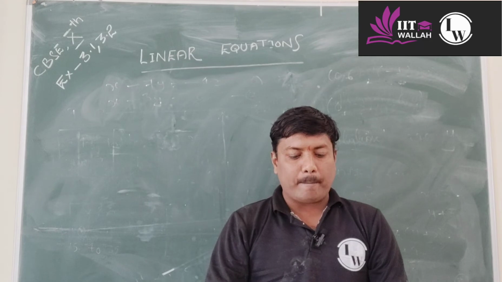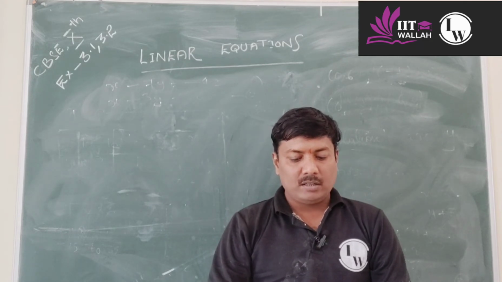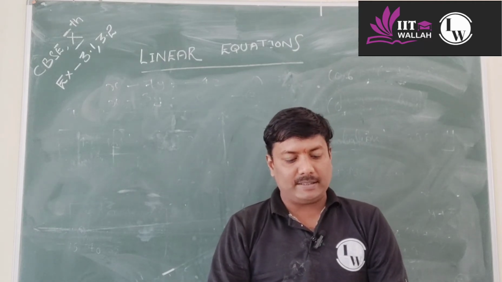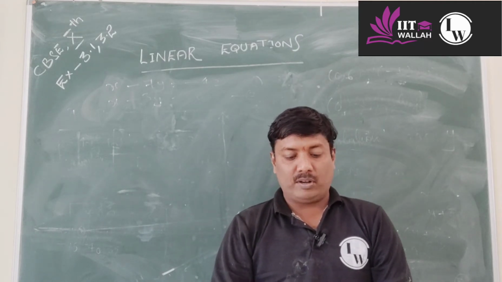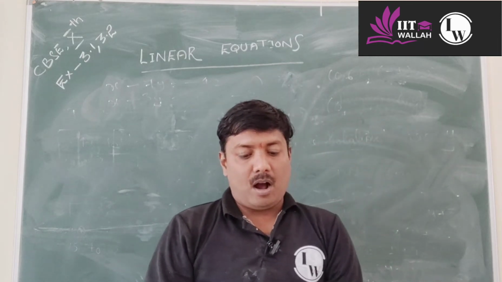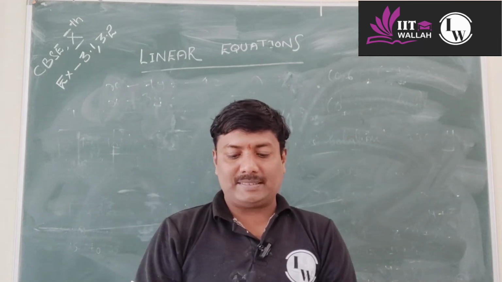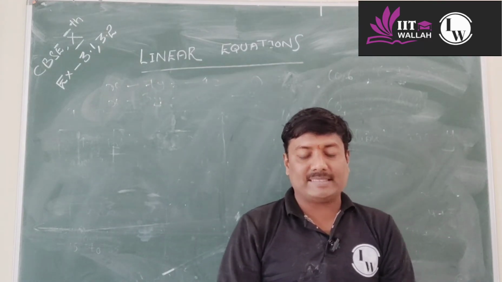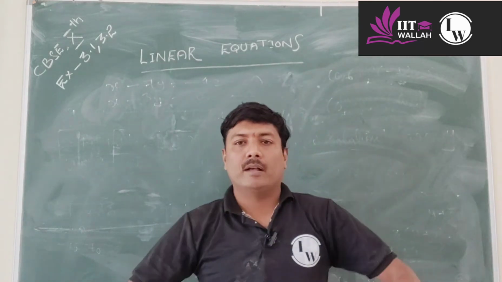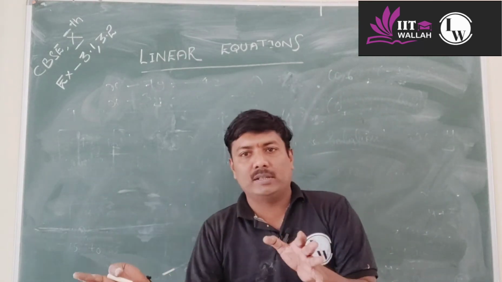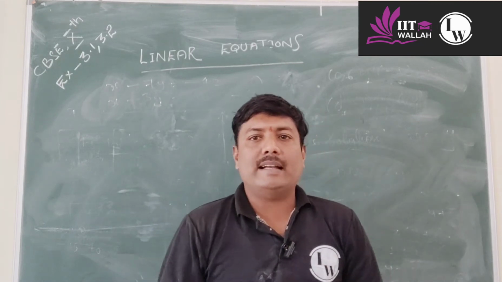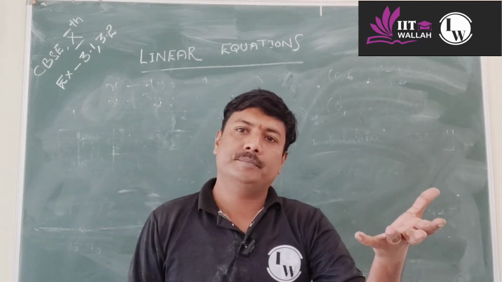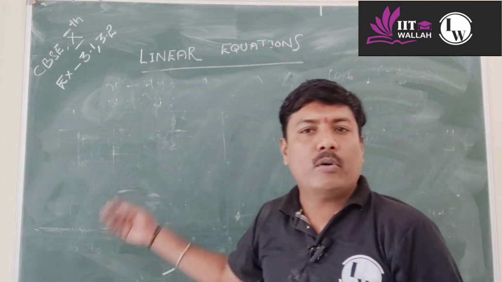The coach of a cricket team buys 3 bats and 6 balls for 3,900 rupees. Later she buys another bat and 3 more balls of the same kind for 1,300. Represent this situation algebraically and geometrically. So the coach of a cricket team buys 3 bats and 6 balls. So there are bats and balls. Let us take the price of one bat equal to x and the price of one ball equal to y. This is how you can make the equations.